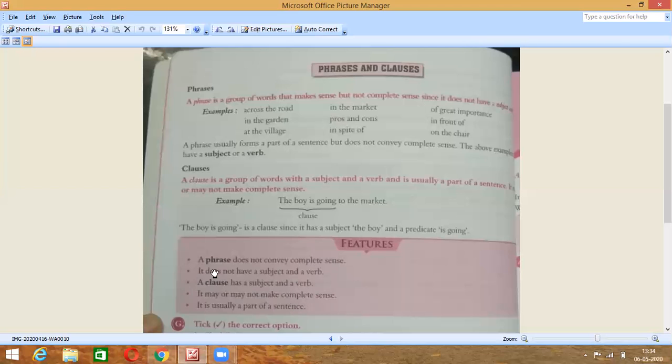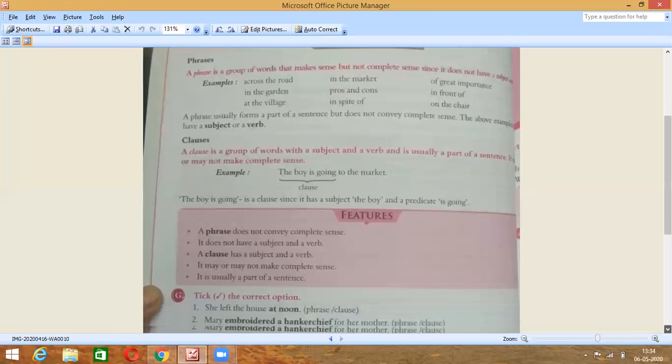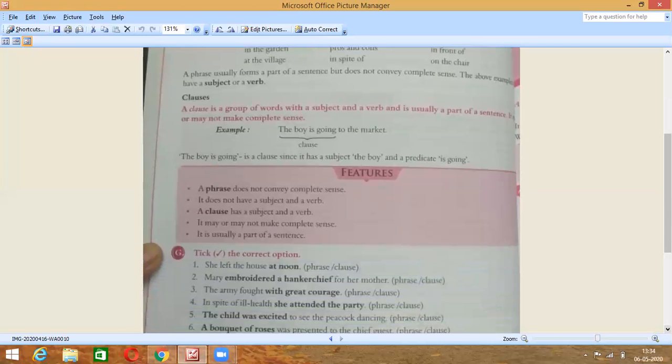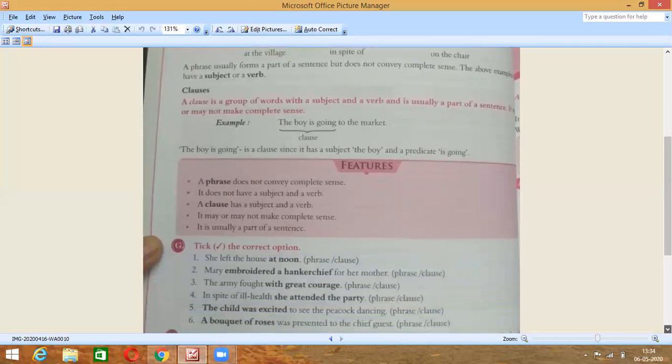A phrase does not convey complete sense. It does not have a subject and a verb. A clause has a subject and a verb. It may or may not make complete sense. Next thing is that it is usually a part of a sentence. That means a clause is a part of a sentence. We can say that a clause is a sentence within a bigger sentence. So that is about clause and phrase.